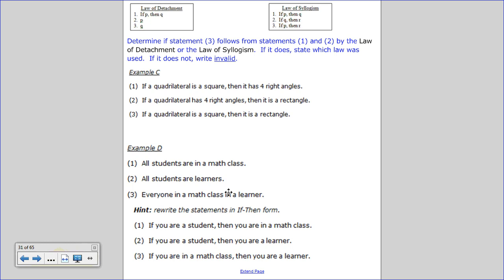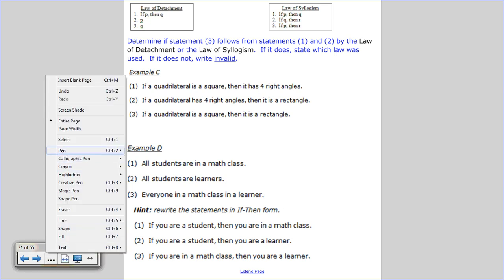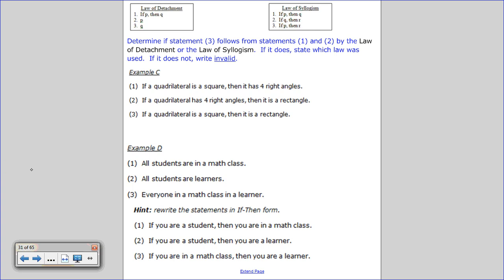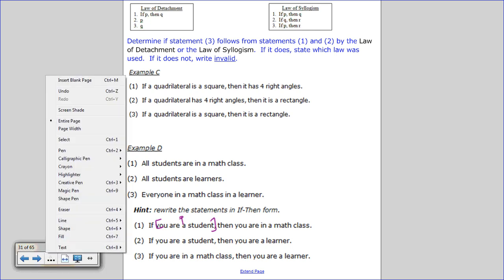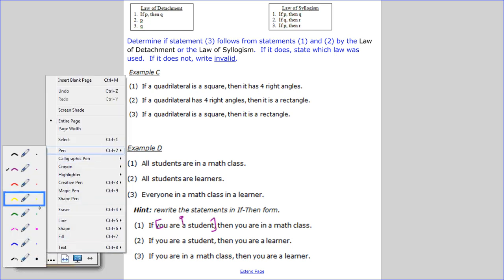The original sentences were: all students are in a math class, all students are learners, everyone in a math class is a learner. So in if-then form, the first sentence would say, if you are a student, then you are in a math class. On that first sentence, let's identify our hypothesis and our conclusion. P, you are a student. So that's the hypothesis. And then it says you are in a math class. So that is Q.